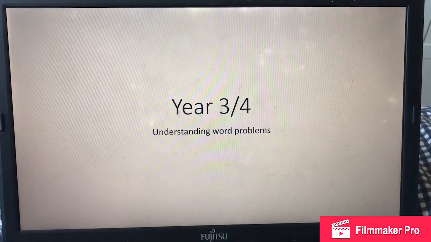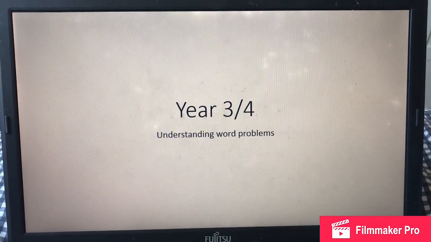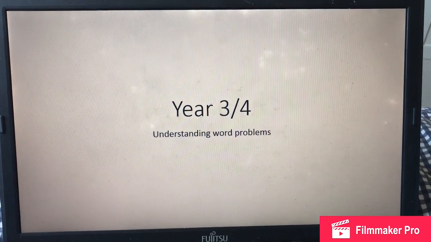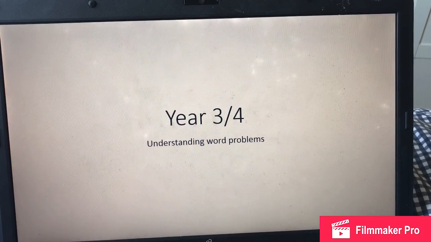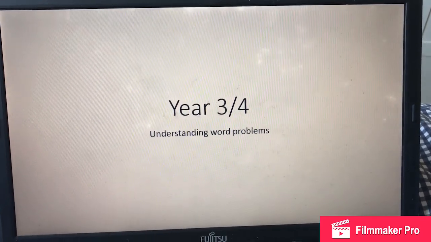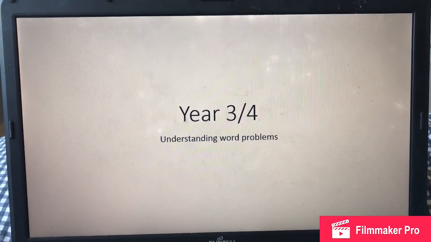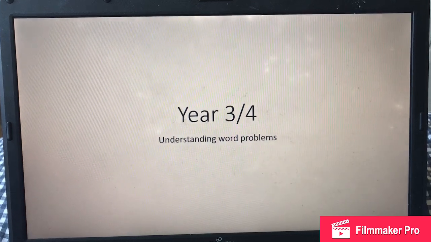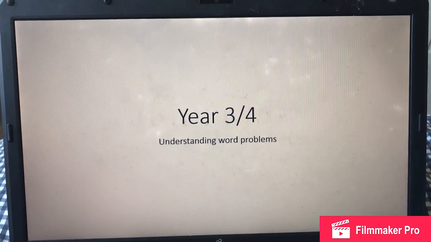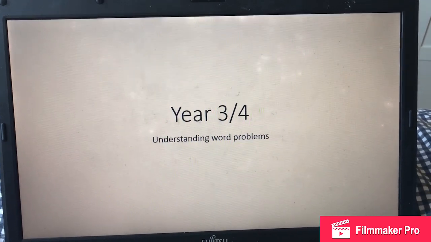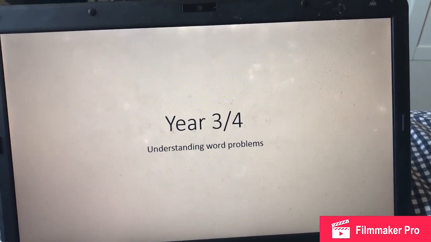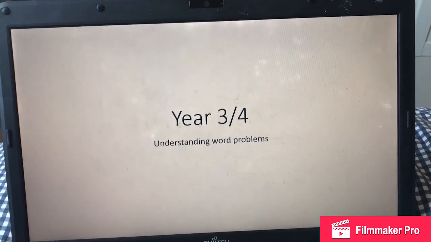Okay, year 3-4, so today we're going to look at understanding word problems. So you're going to look at quite a few times this week different word problems. But before we look at that, it's very important that you understand the language that is used in these word problems. Now, a few weeks ago, your year 3 and 4 teachers set you some addition work, and if you've done that, that might come in very useful with what we will be looking at this week.